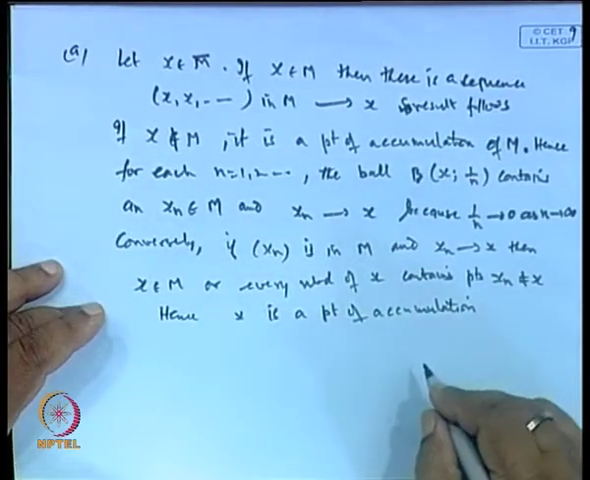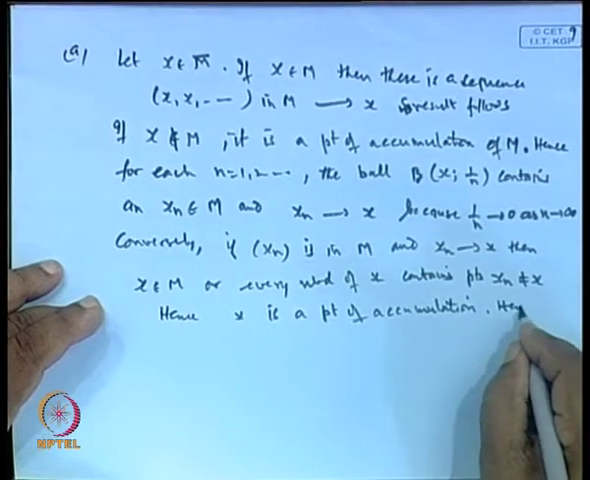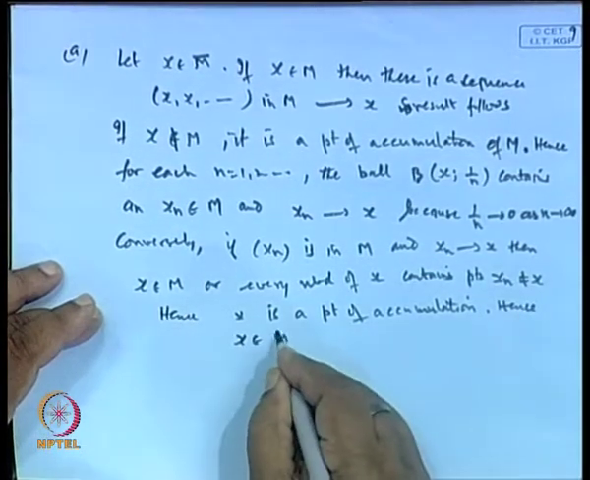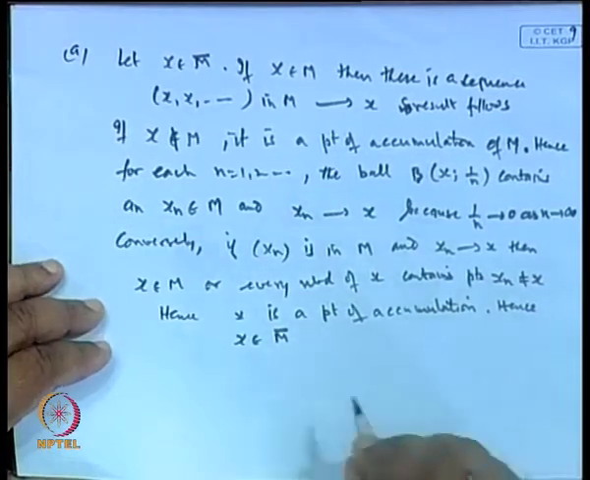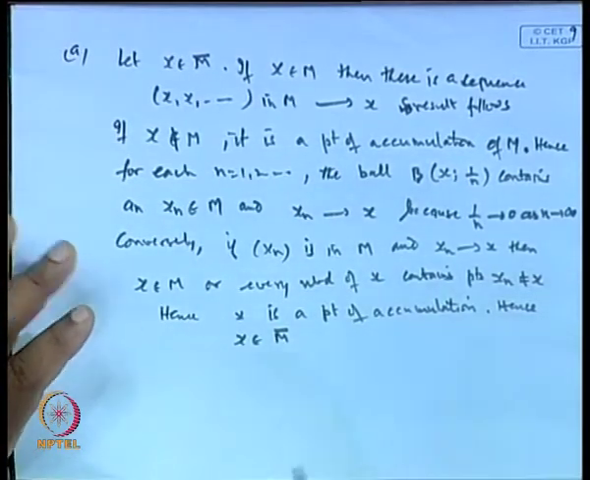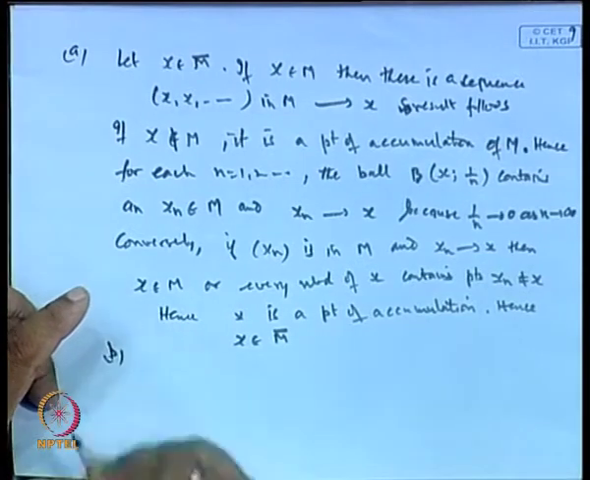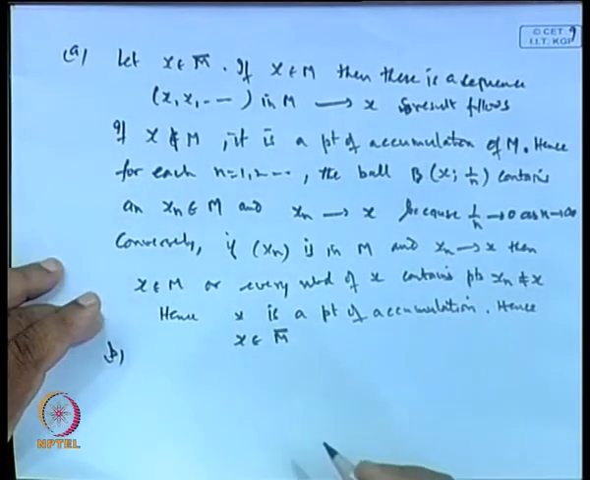So, it must be a point in M bar. Hence, x belongs to M closure, M bar by definition, closure of M. So, this completes the proof. The proof for part B is very simple. It follows from part A.